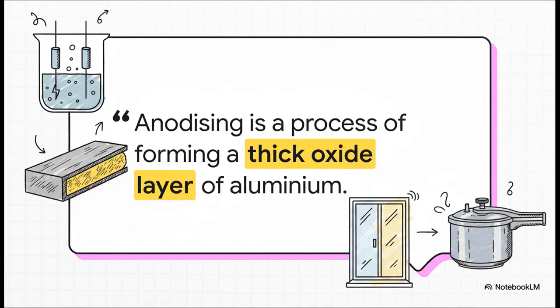Here's another cool process called anodizing. It's a way of forming a really thick oxide layer on aluminum. See, this new thick aluminum oxide coat makes the metal resistant to any more corrosion. It's why you see it used on things that need to be durable, like window frames.